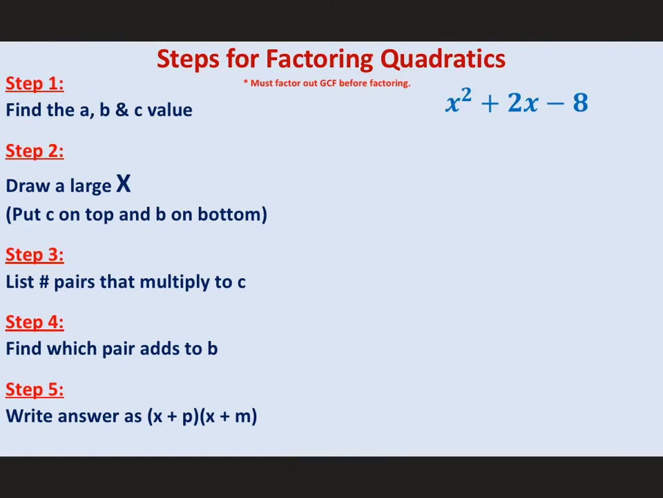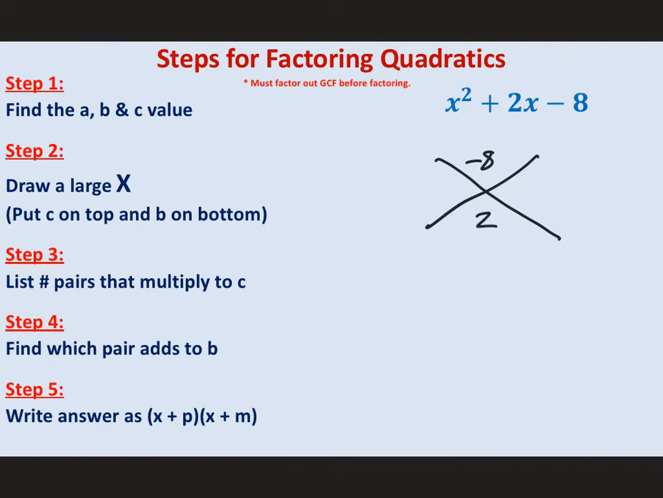We need to identify our a, b, and c of our quadratic. Our a is in front of the x squared. In this case, it's 1, so we use diamond problems when a is 1. Our b is 2, and our c is negative 8. To do the diamond problem, we're going to draw a large x. On top, we are going to put our c value, that's negative 8. And on bottom, we're going to put our b value, that's 2.